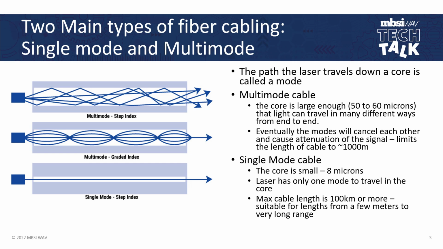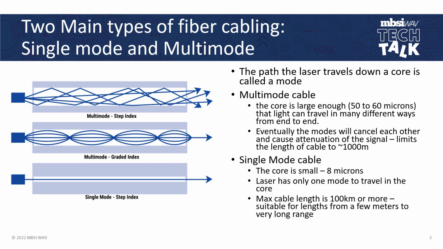Single mode cable is how we go great distances, up to 100 kilometers or more, with a very small core, 8 or 9 microns. The laser has only one way to travel down the core. There is no reflecting that goes on. The cladding holds the light within the cable as it goes around corners and bends, that kind of thing.